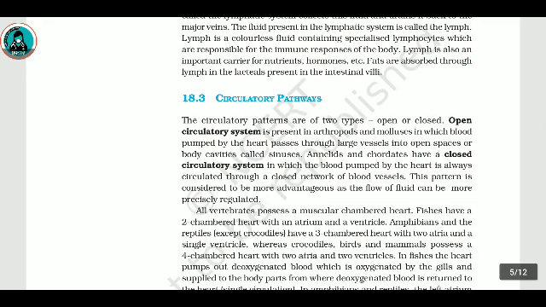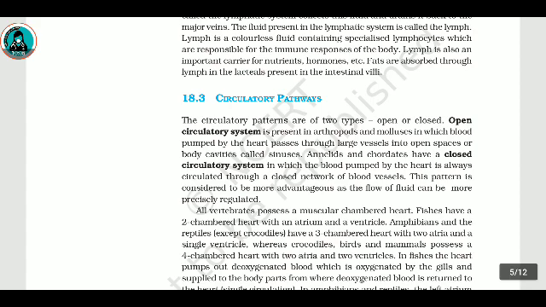18.3 Circulatory pathways. The circulatory patterns are of two types, open or closed. Open circulatory system is present in the arthropods and mollusks, in which blood pumped by the heart passes through the large vessels into open spaces or body cavities called sinuses. Annelids and chordates have a closed circulatory system in which the blood pumped by the heart is always circulated through a closed network of blood vessels. This pattern is considered to be more advantageous as the flow of fluid can be more precisely regulated.